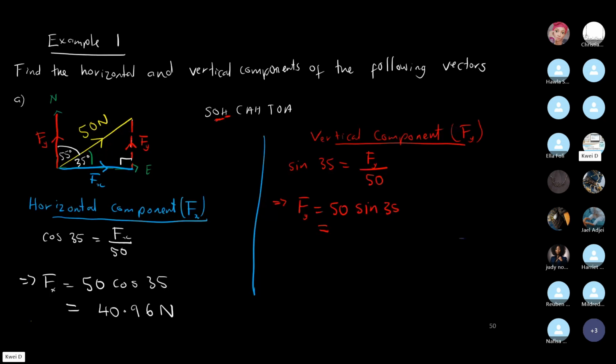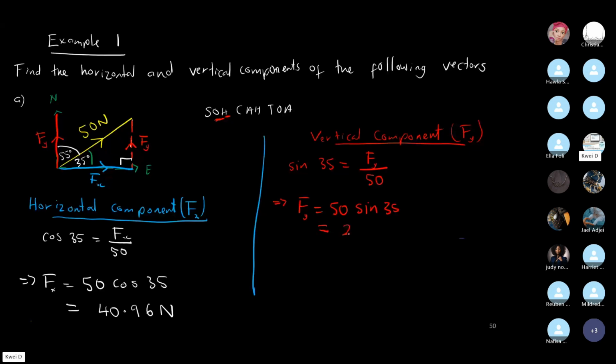All right, 28.67 newtons, very good. So it means that the magnitude of the force with which it's acting vertically is 28.67 newtons. That's the amount of force which is acting upwards. So you see that the 50 is acting diagonally, but then if you split it into two forces, you get one acting vertically and one horizontally to the right.